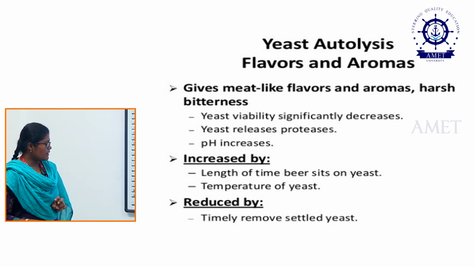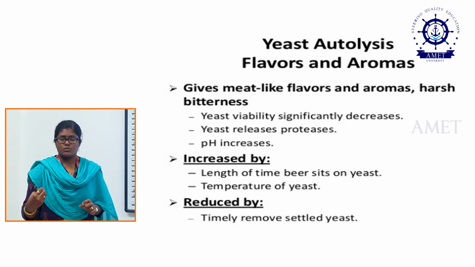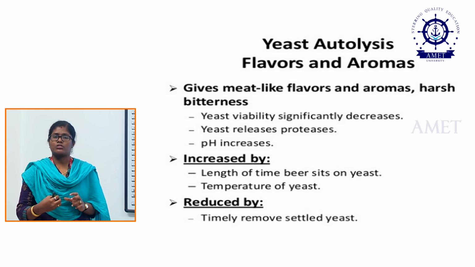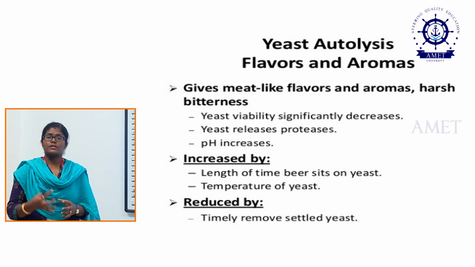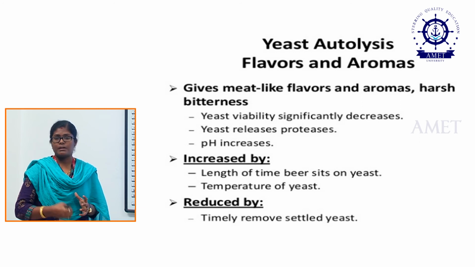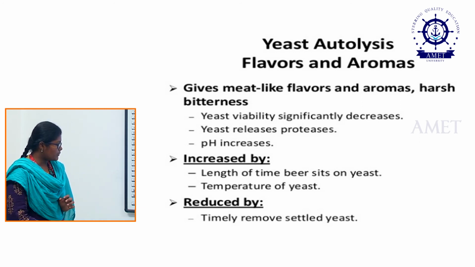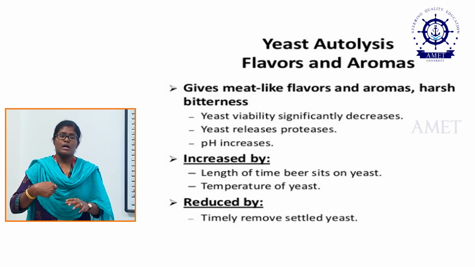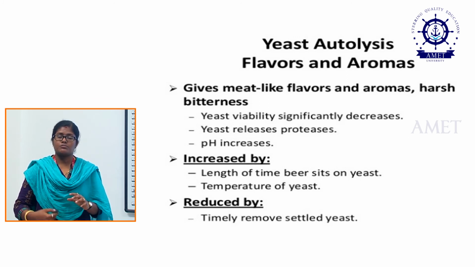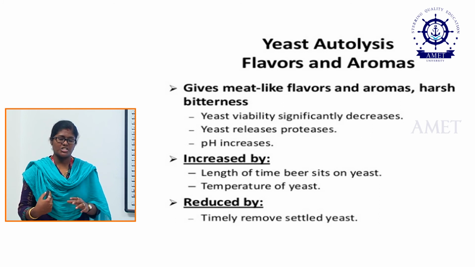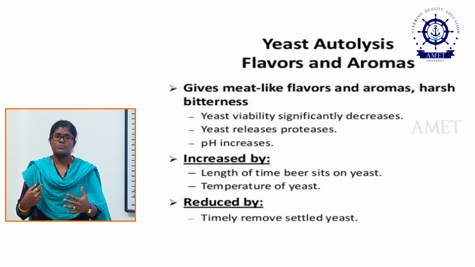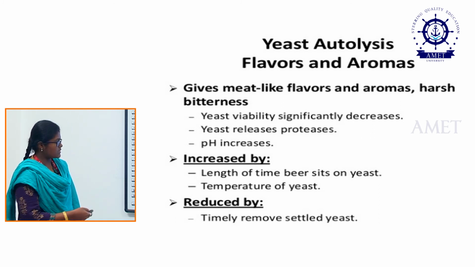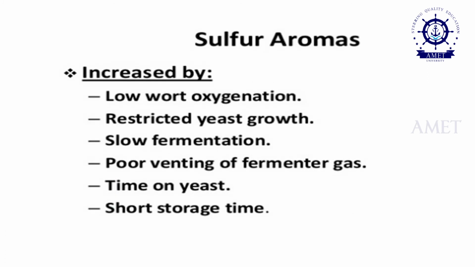Next, it can be reduced by removing the yeast. Once the yeast has fermented the sugar into ethanol and carbon dioxide, it should be taken out and removed completely. If it is not removed, what happens? The death of the yeast cells will be greater, and harsh taste and harsh bitterness will be produced by the yeast. Some sulfur aromas will also be produced by the yeast.